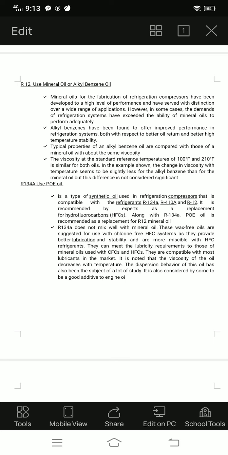It is noted that the viscosity of the oil decreases with temperature. The dispersion behavior of this oil has also been the subject of a lot of study. It is also considered by some to be a good additive to engine oil.